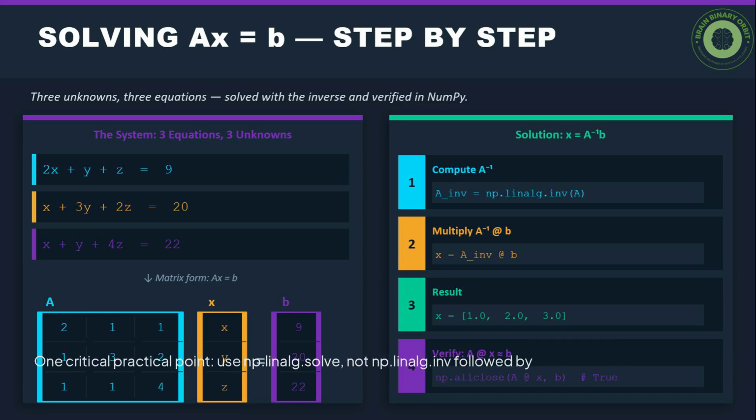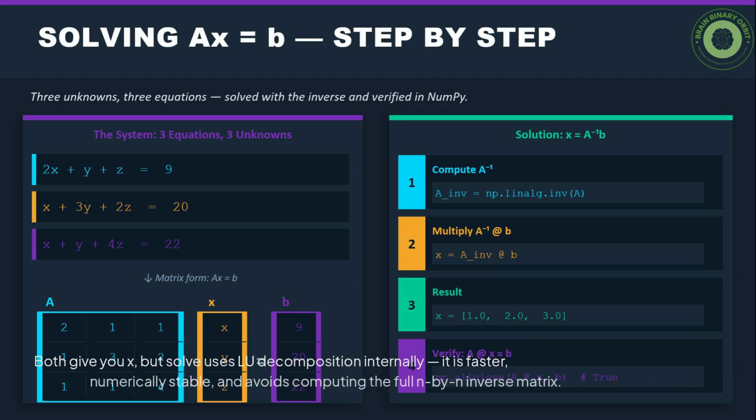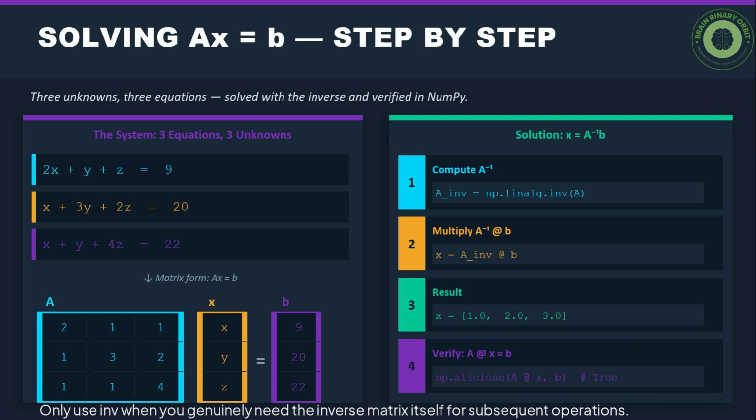One critical practical point: use np.linalg.solve, not np.linalg.inv followed by matrix multiply. Both give you X, but solve uses LU decomposition internally. It is faster, numerically stable, and avoids computing the full n by n inverse matrix. Only use inv when you genuinely need the inverse matrix itself for subsequent operations.